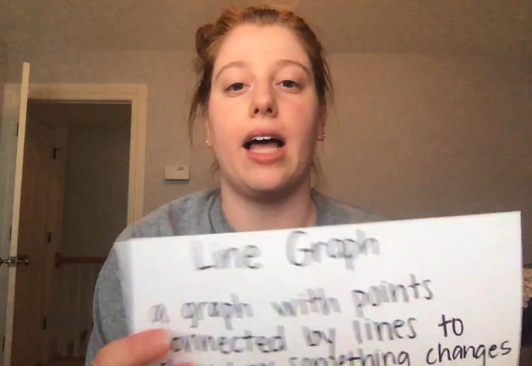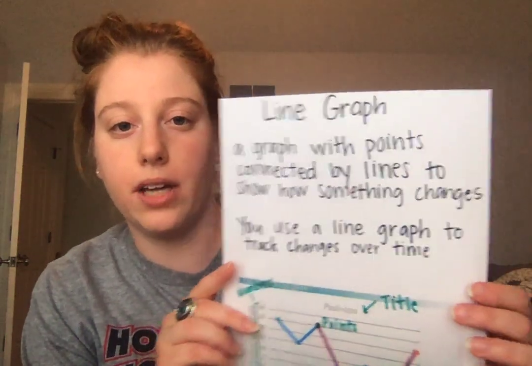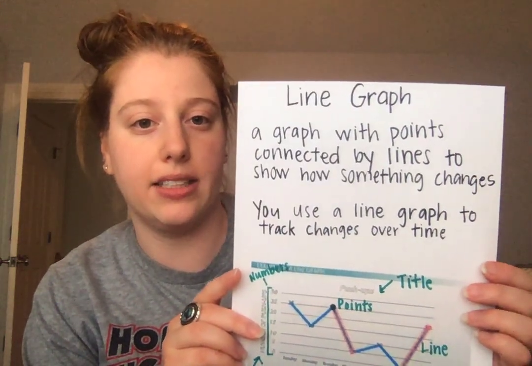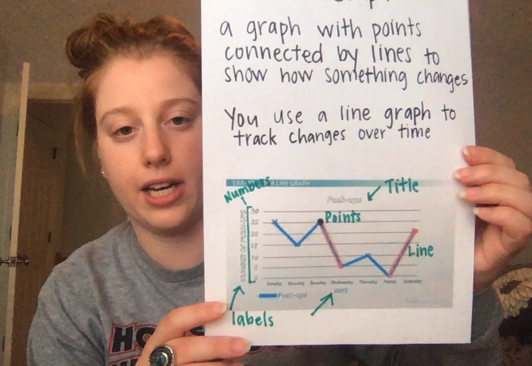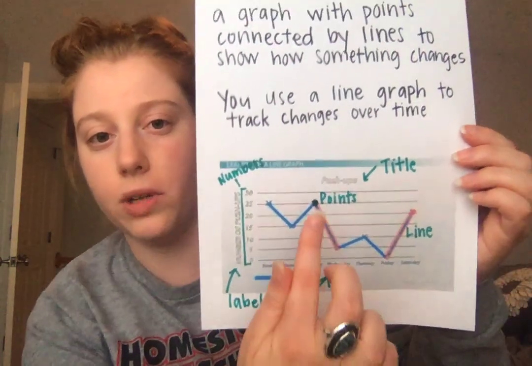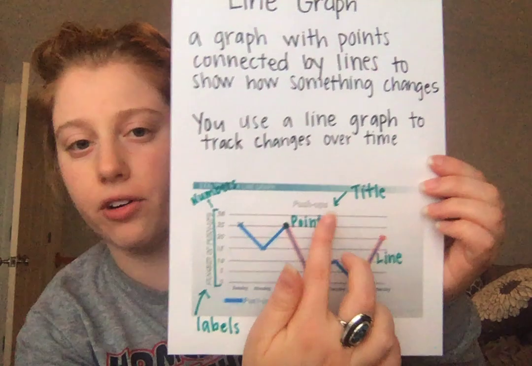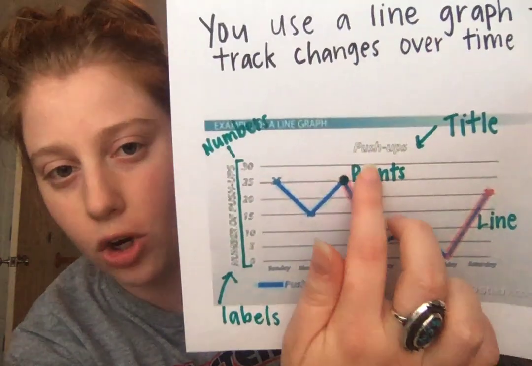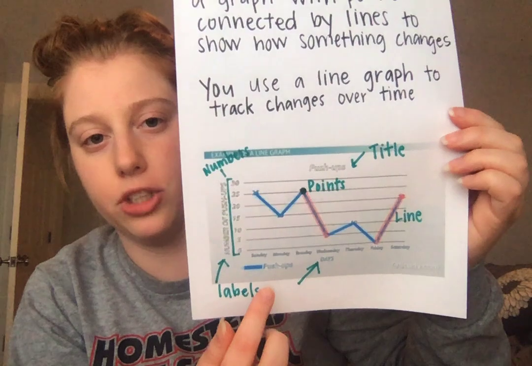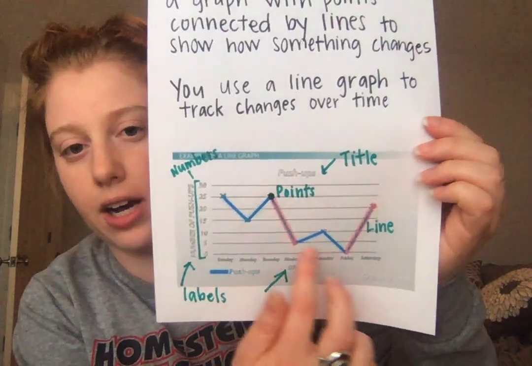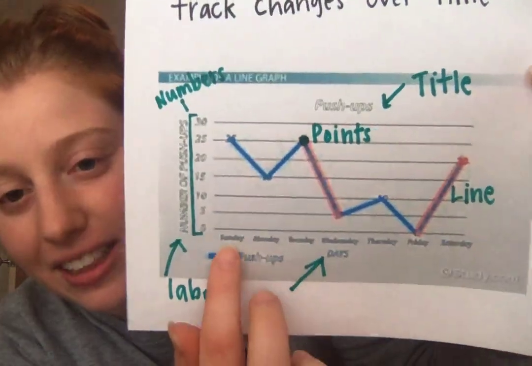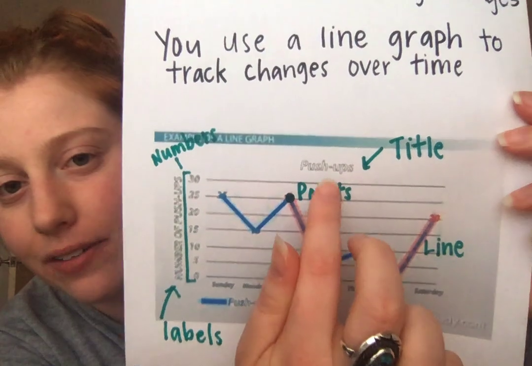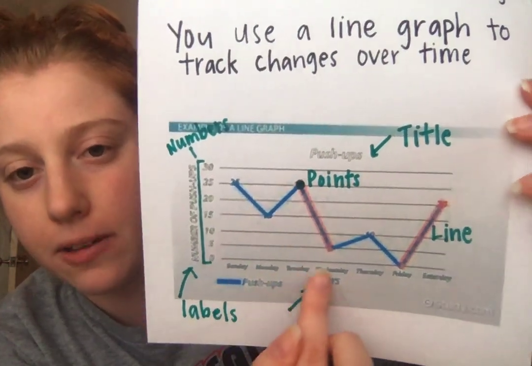The next type of graph that you might see is something called a line graph. A line graph has points connected by lines to show how something changes. So you use a line graph to track changes over time. In this line graph, we still have a title. All of our graphs are going to have a title. This title says push-ups, so it's tracking push-ups. And if we look at our labels down on the x-axis, we see the days of the week. So this line graph is tracking push-ups for a week.